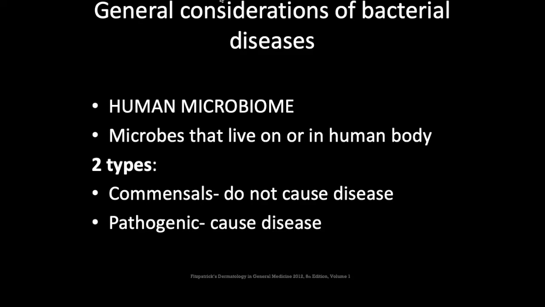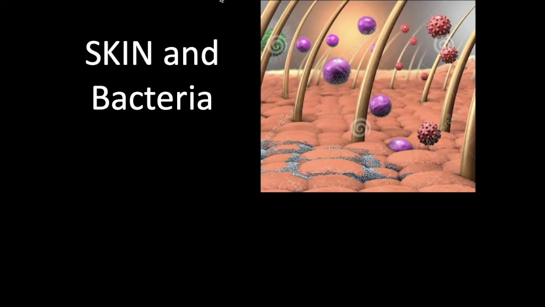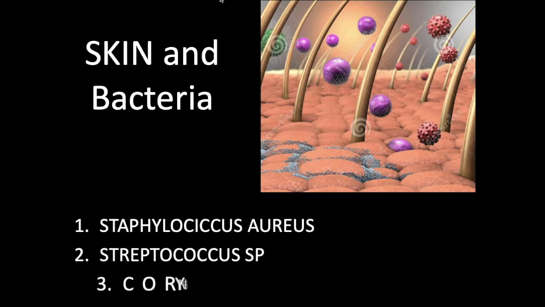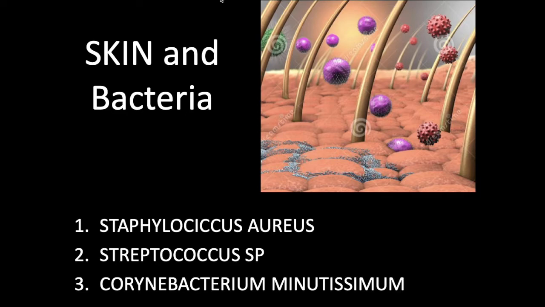Microbes can be found in and on the human body. These microbes are considered either as commensals or pathogenic, depending on whether they can cause disease or not. Bacteria found on the skin surface that can cause skin infections are as follows: Staphylococcus aureus, Streptococcus, and Corynebacterium minutissimum.